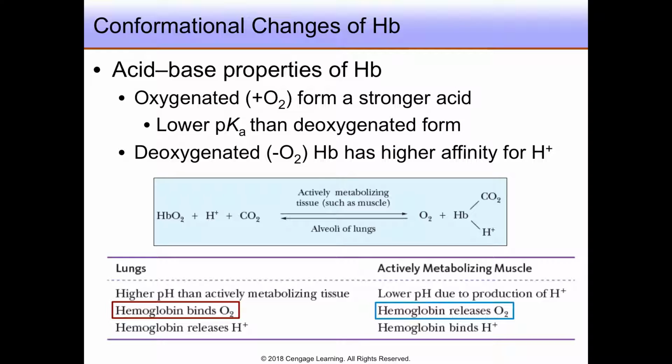In actively metabolizing muscle, there is a drop in pH as a result of the generation of acidic waste products. As the concentration of H+ increases, the equilibrium is driven toward the right, toward release of oxygen to the tissues and binding of CO2 waste.